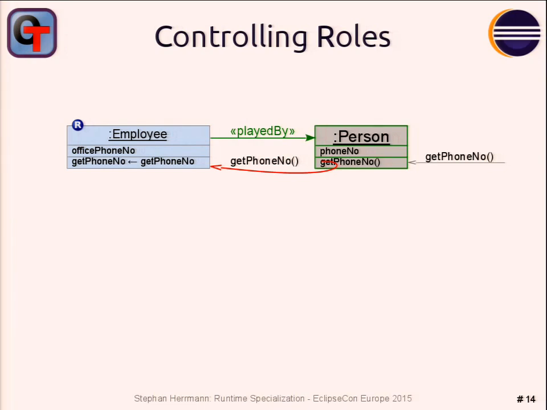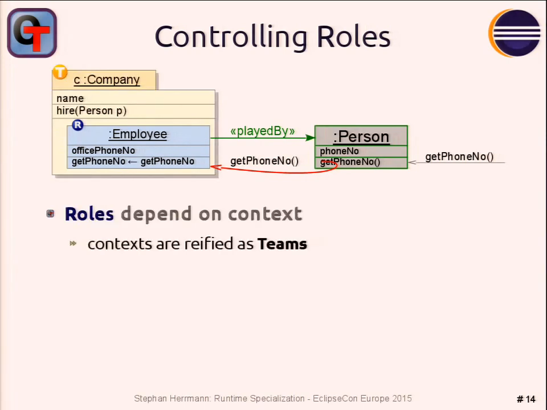Can we answer that? No, we cannot. We are lacking context. If you say the word role, you immediately have to say roles in a context. And the context of a role like employee is obviously that I'm an employee inside a company. So we model these contexts as another kind of classes, and this is what we call a team. Now you know why we call it object teams.